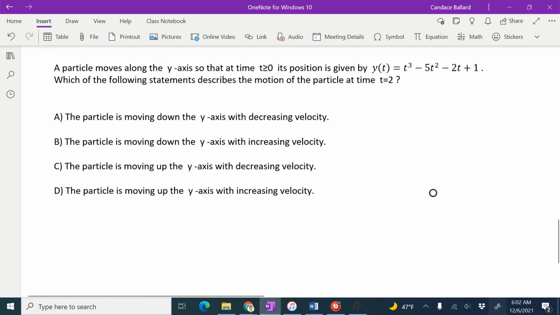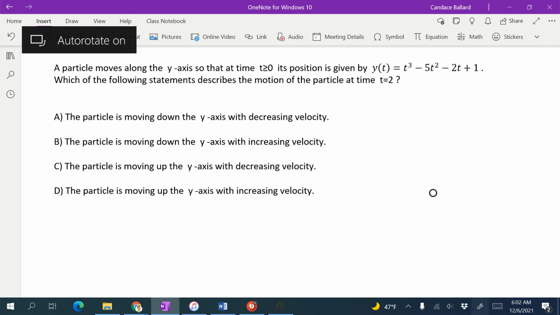In this video, we're going to look at a problem that says a particle moves along the y-axis so that at time t greater than 0, its position is given by y of t equals t cubed minus 5t squared minus 2t plus 1. Which of the following statements describes the motion of the particle at time t equals 2?